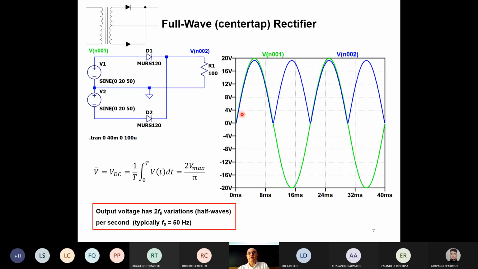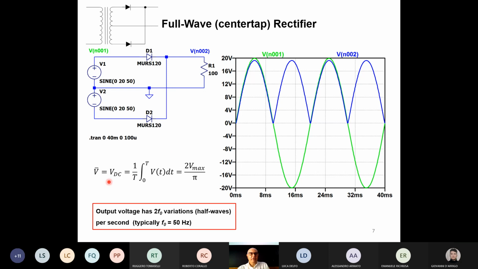Okay, so now I have basically this blue line, which represents the voltage across the resistor R1. If you see, now there are two half waves, both of which are positive. Okay. The situation has improved greatly if you consider what happened before. So during the negative voltage for the generator V1, in the past we had 0, now we have another positive peak.